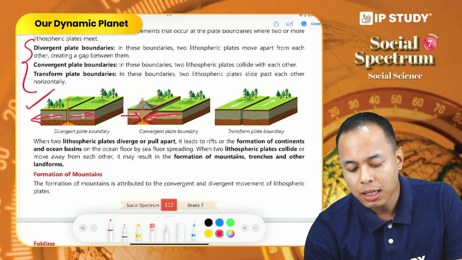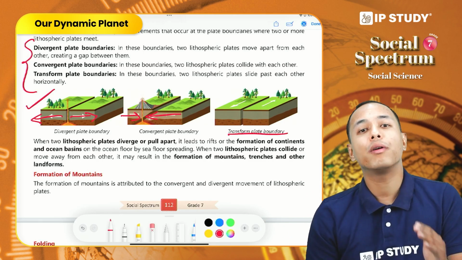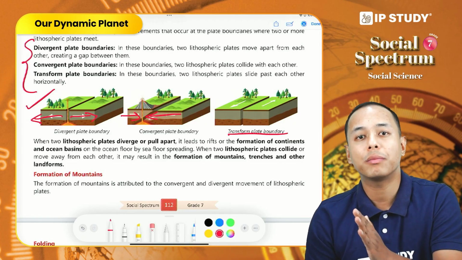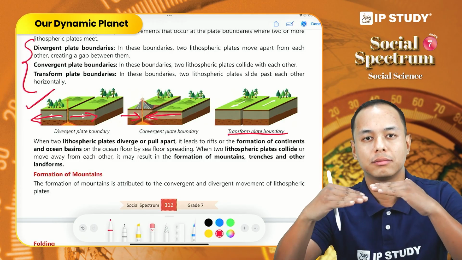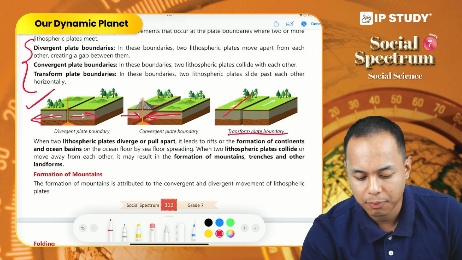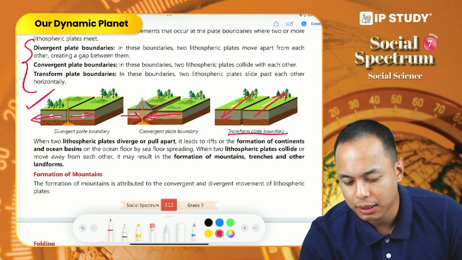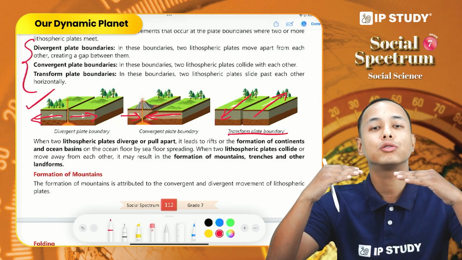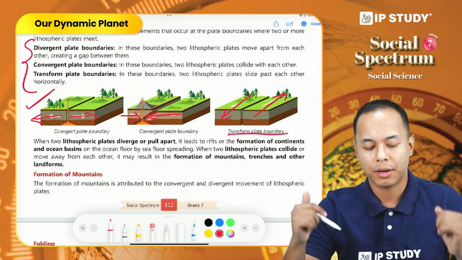And lastly, the transform plate boundary, where the two plates do not move away or move toward, but they simply slide, like this. This plate is coming this side and this plate is going this side. So they simply slide. There is no collision and there is no divergence.